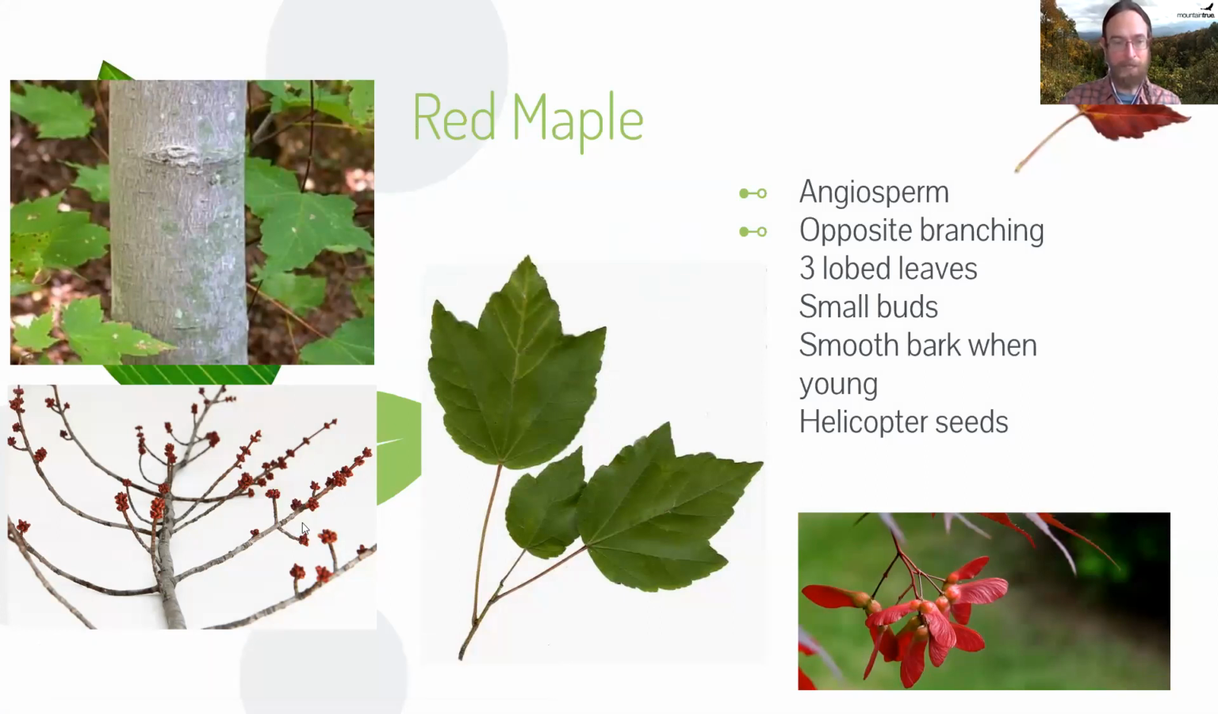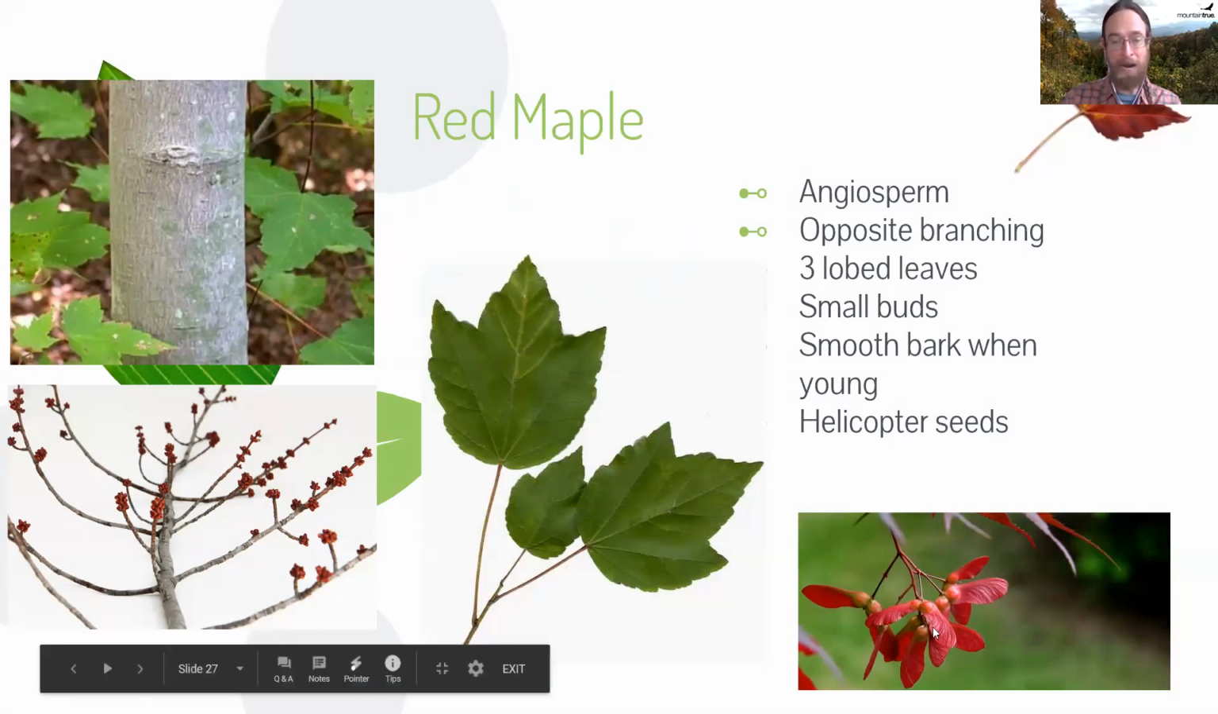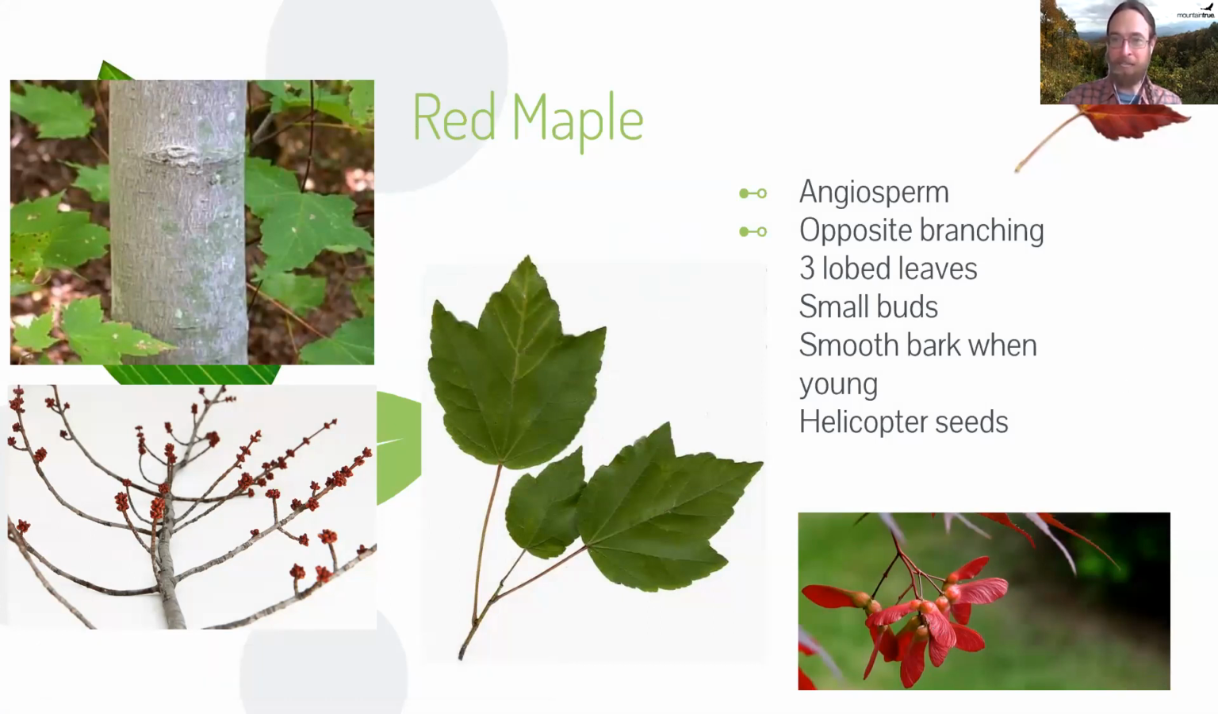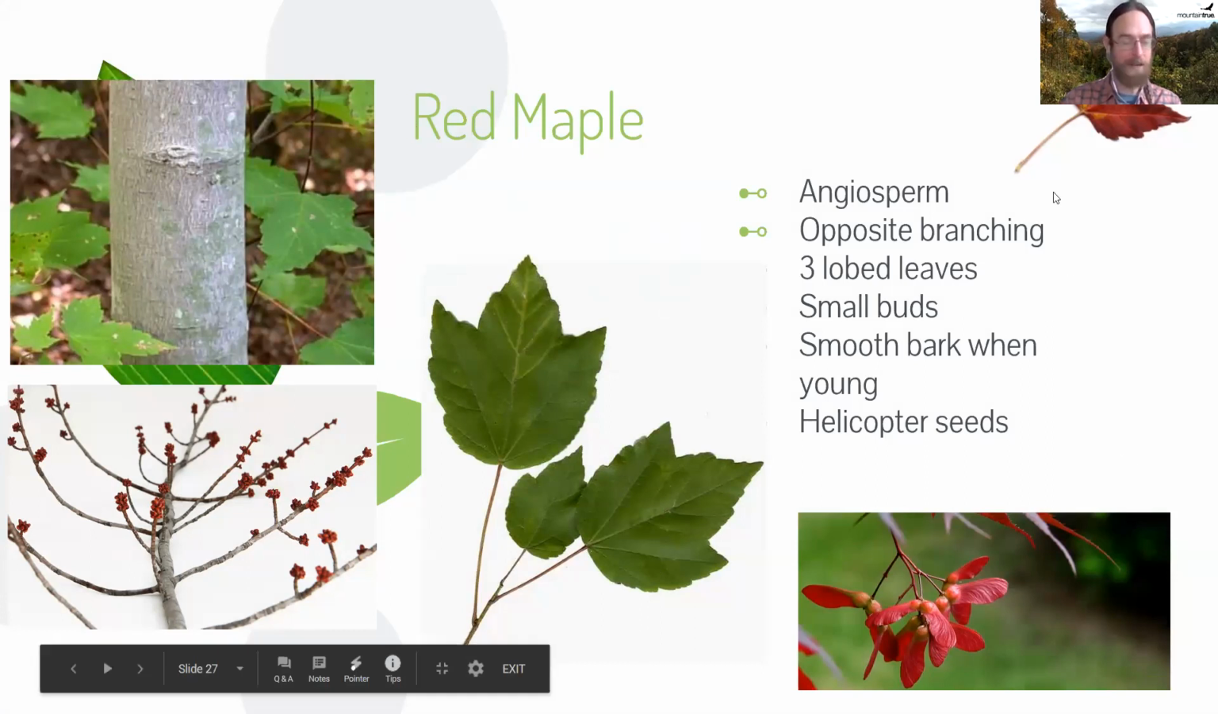And in the wintertime, you're going to find red buds and red twigs in this tree. And when it gets closer to flowering, those buds swell. After it flowers, it sets seeds, and those seeds are also red. And in the fall, when the leaves change color, they are very red. So it's a red tree in all seasons.